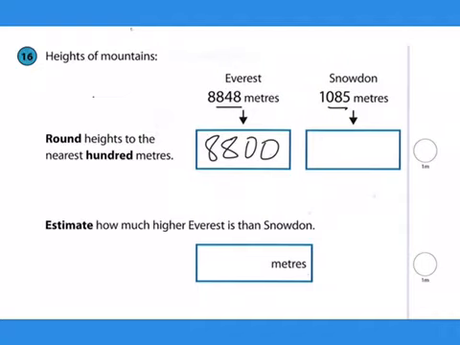Right, that's closest to 100, so it'll be 1,100 metres. Estimate how much higher Everest is than Snowdon. So, roughly, well, that's 88 and that's 11 and 2 zeros, so it'll be 77.